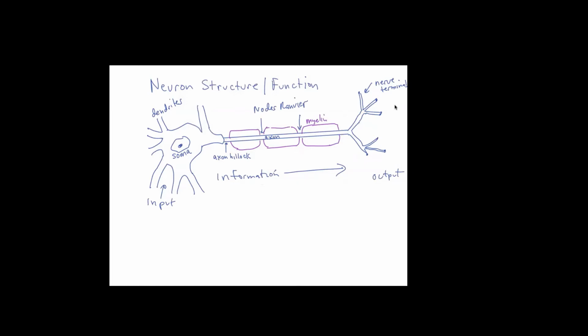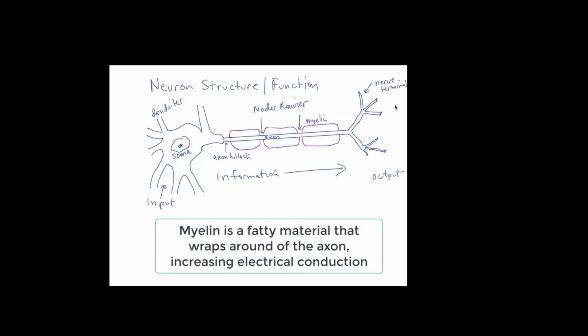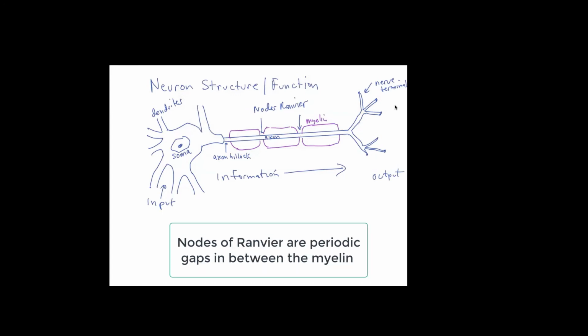I want to also point out that the neurons here have different shapes and sizes. So some neurons have very long axons. Some neurons have very large diameter axons, or in some cases they could be small diameter axons. Some of them have no myelination. Some of them have a little bit of myelination. Some of them have a lot of myelination.